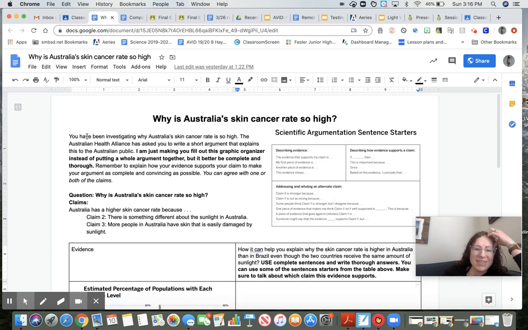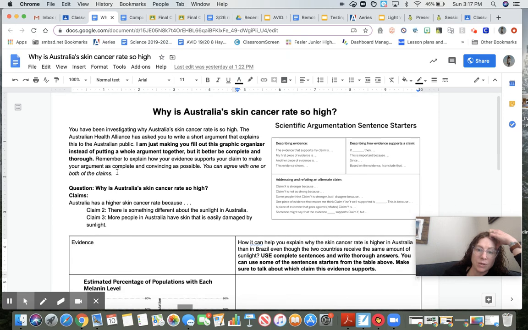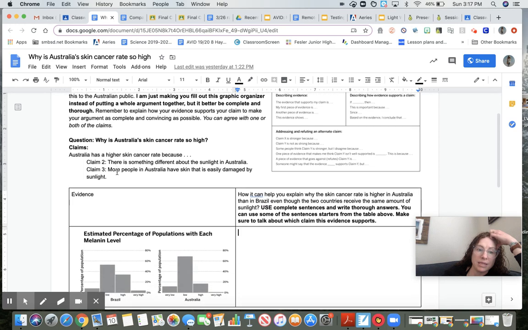So you've been investigating why Australia's skin cancer rate is so high. The Australian Health Alliance has asked you to write a short argument that explains this to the Australian public. I am just making you fill out this graphic organizer instead of putting the whole argument together, but it better be complete and thorough. Remember to explain how your evidence supports your claim to make your argument as complete and convincing as possible. You can agree with one or both of the claims.